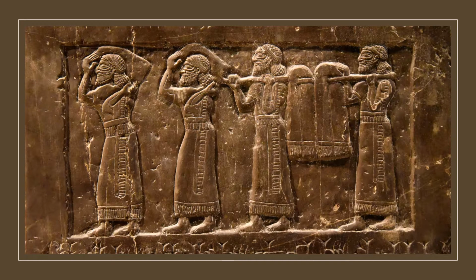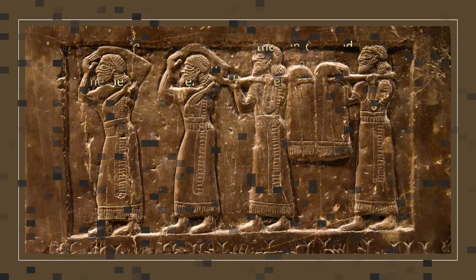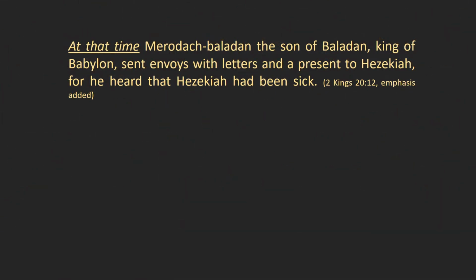Notice the parallel use of this phrase at that time in another verse a little later in 2 Kings. At that time, Merodach-Baladan, the son of Baladan, king of Babylon, sent envoys with letters and a present to Hezekiah, for he heard that Hezekiah had been sick. This is also vague and rather broad. Was this before or after the attack? It can hardly have been during the invasion. It is usually assumed that it preceded the attack because Merodach-Baladan was pushed out of Babylon in 703 BC. At that time is therefore a phrase with some flexibility built in.